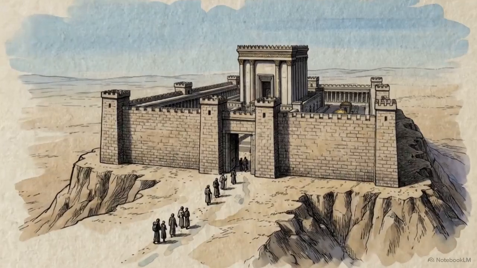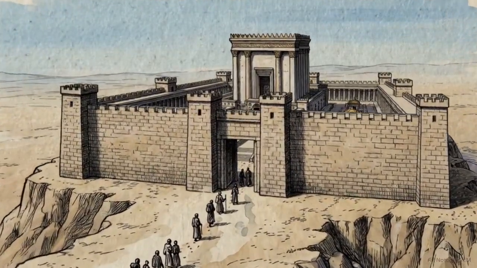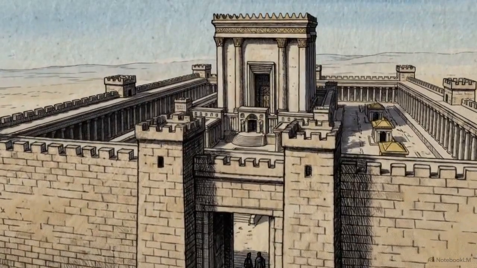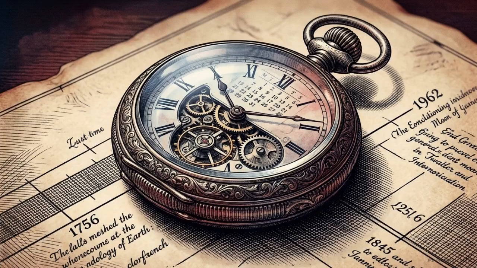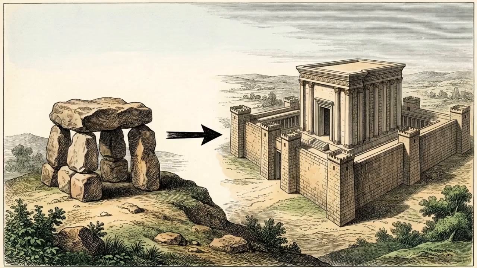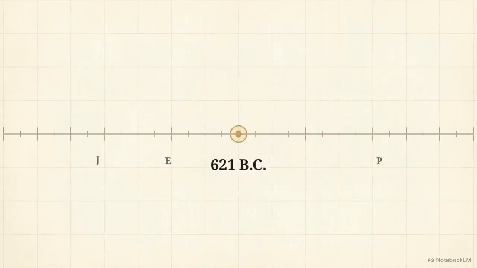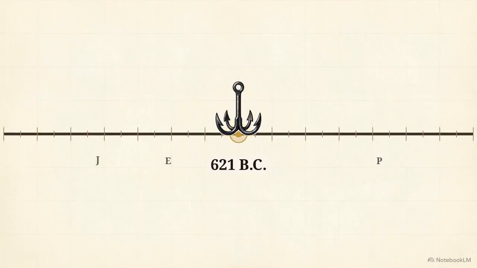This centralization required an entire nation to abandon their local sanctuaries and travel to a singular, monumental structure. For Wellhausen to validate his evolutionary timeline, he required a fixed historical moment where this legal shift from scattered altars to a centralized temple actually took place. The solution came from Wilhelm de Wette, who provided the exact chronological hook Wellhausen would later utilize.